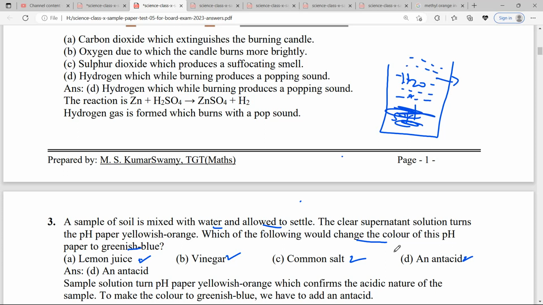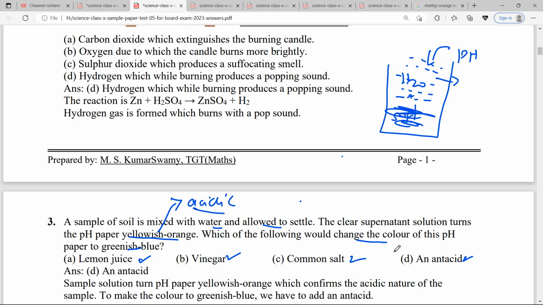So what we are doing, we are dipping the pH paper here. What result are we getting? We are getting yellowish orange. Yellowish orange shows the presence of acid, or the solution is acidic in nature. But water is not a base.